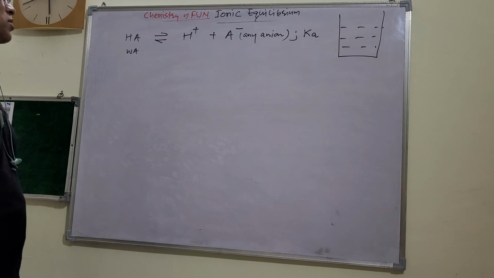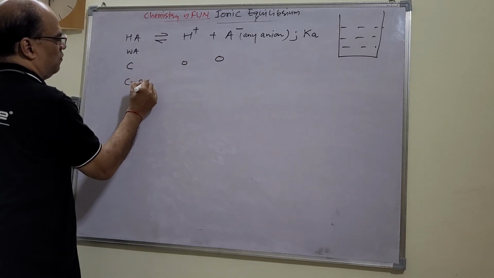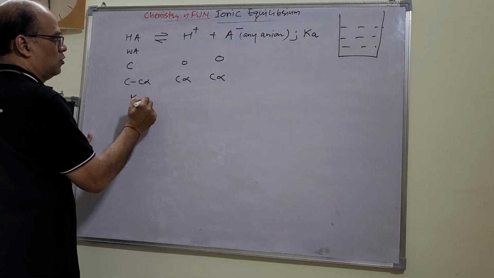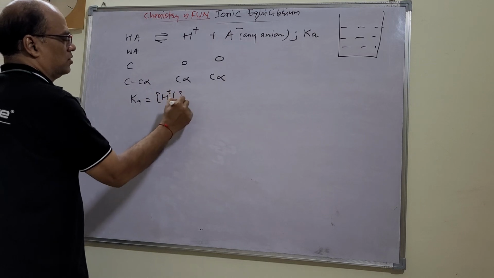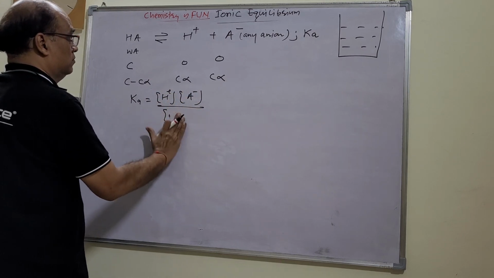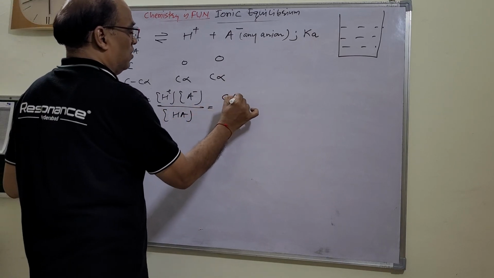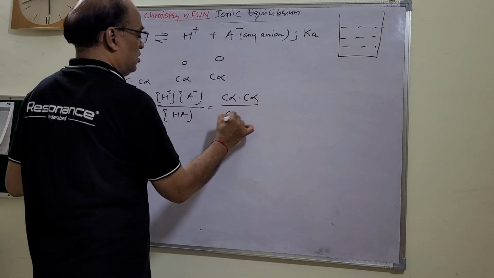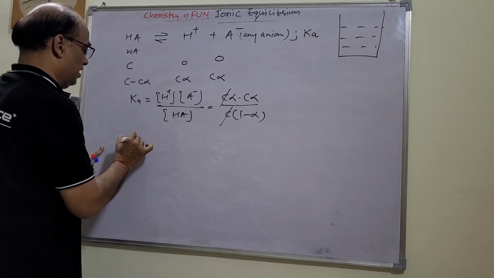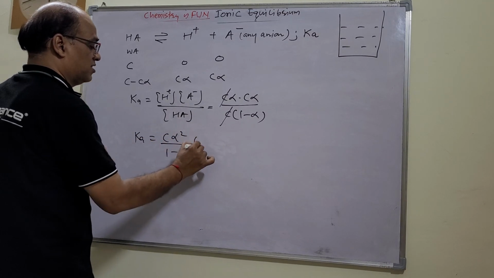The constant is defined as Ka, the weak acid ionization constant. Initially C, 0, 0, then C minus C alpha, C alpha, C alpha. Then we can use Ka equal to the concentration of H plus times the concentration of A minus over the concentration of HA. We can put in the values: C alpha times C alpha upon C into 1 minus alpha. One C can be cancelled. So finally it becomes Ka is equal to C alpha square upon 1 minus alpha. This is exact.